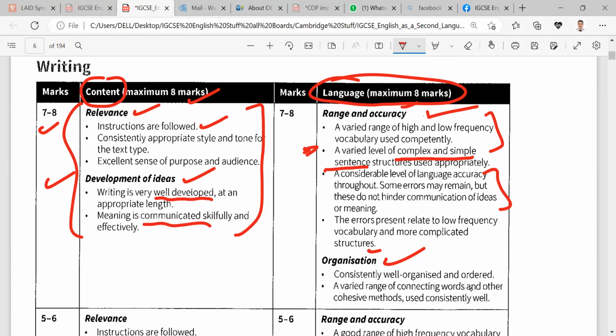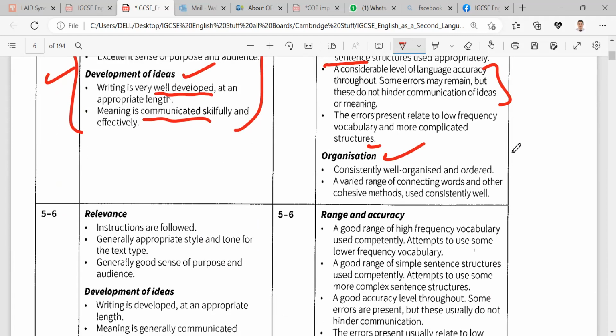What about organization? Here, constantly well organized and ordered. I mean here the layout of your writing. You should write in separate paragraphs. You should leave a space between each paragraph. You should write introductory phrases at the beginning of each paragraph. For example, in addition to this, another important idea, I can say that. So in this way, you are connecting the paragraphs together.